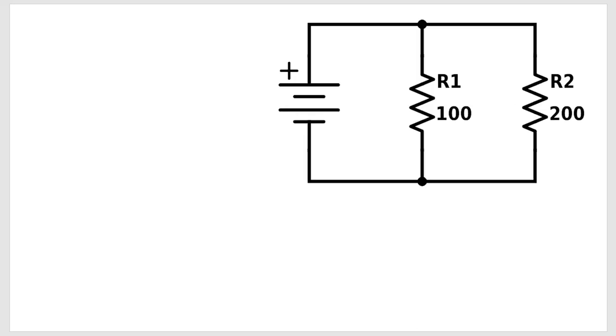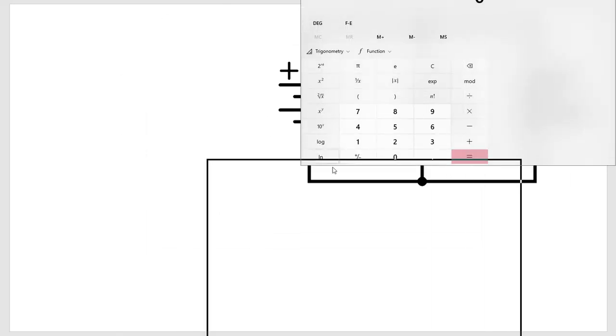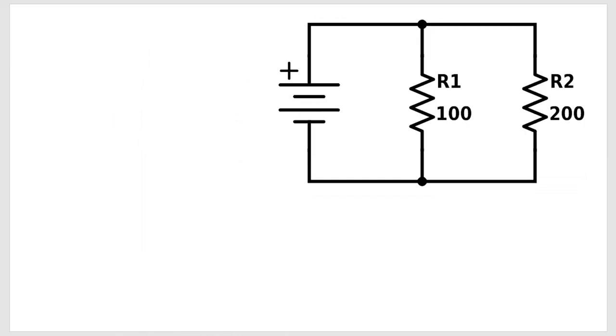But in a parallel circuit, it's a little bit trickier. So if you remember back how we added capacitance in a series circuit, that is the exact way we're going to do it in here. So what we're going to do is pull up a calculator and add these up. Actually, first I'm going to just write it out.